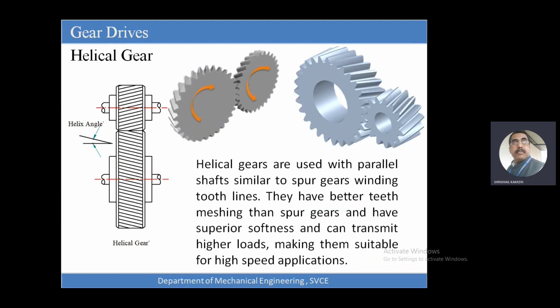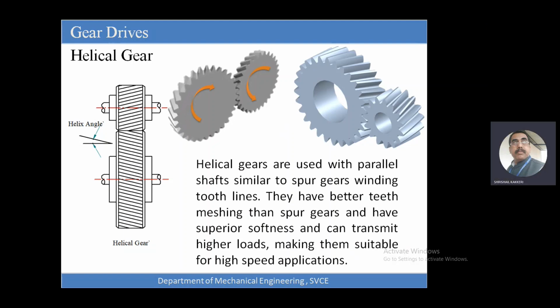And the next one, the helical gear. The helix angle is the angle made by the tooth axis on the axis of the shaft, some angle beta. Due to this particular design of the teeth, there will be gradual engaging of teeth. The driver and driven will be engaging gradually. So due to this, uniform torque will be transmitted. And at high speed, the gears will not make sound.